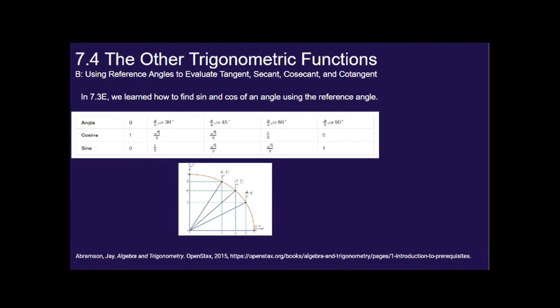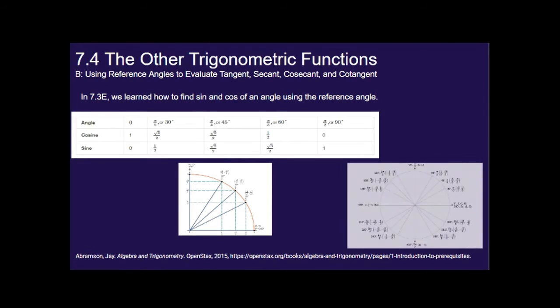What we said was that if you just focused on the first quadrant angles, focusing on the special angles, and if you just learned how to find the value of sine and cosine there, then you could apply it to the other quadrants based on whether or not the value of the x and the y are positive or negative in the other quadrants.